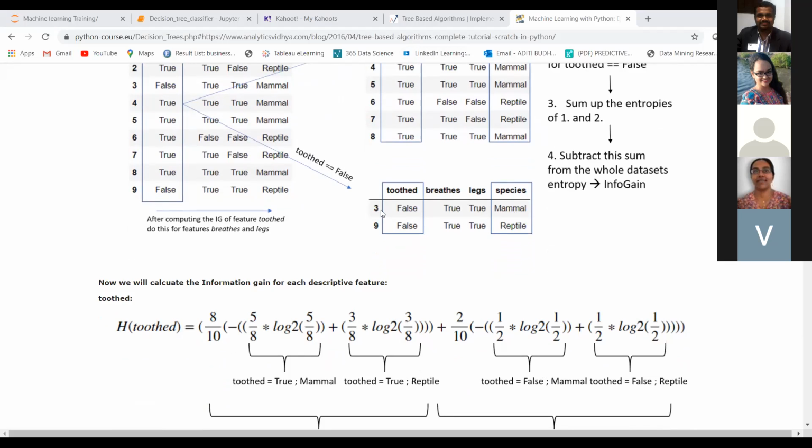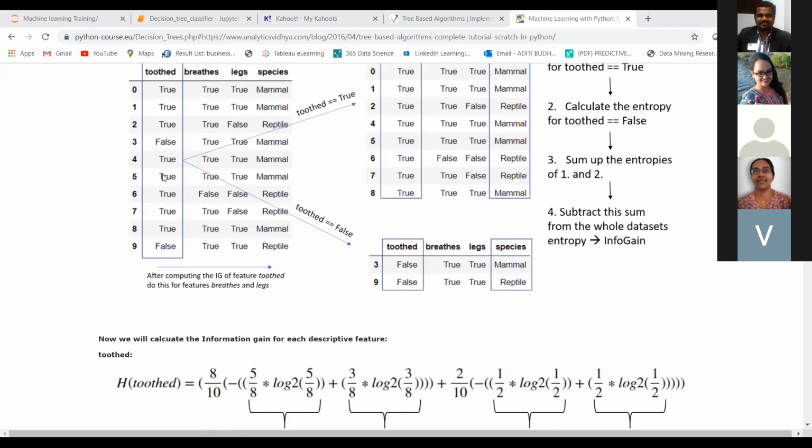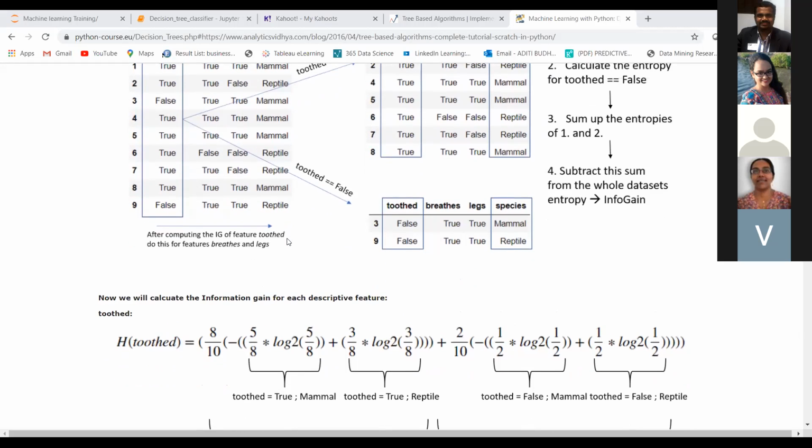So here you can see that only 2 animals do not have teeth. From our data set, only 2 animals do not have teeth, and out of these 2 animals, one is a mammal and one is a reptile. So what is the probability of that animal not having teeth and being a reptile? It is 1 by 2, right? 1 by 2 both for mammal and for reptile.